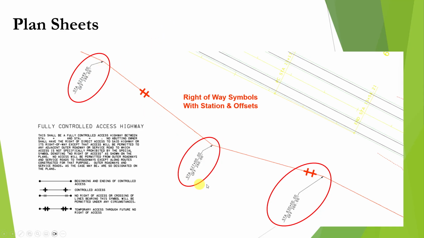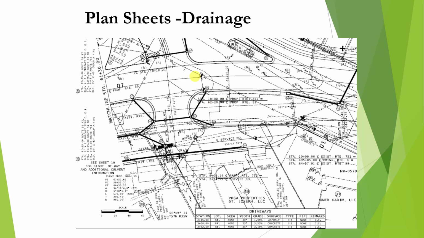And the same with this one. You'll come down and look at that, and it's labeled with a station and an offset to let us know how far off that center line it is, for one, and how far along that center line it is in that station range. And you'll get the same with the last one. If you look at that, and that's what this one is, fully controlled, you come down here and you can see that those double Maltese crosses actually represent temporary access through future no right-of-way access. Okay.